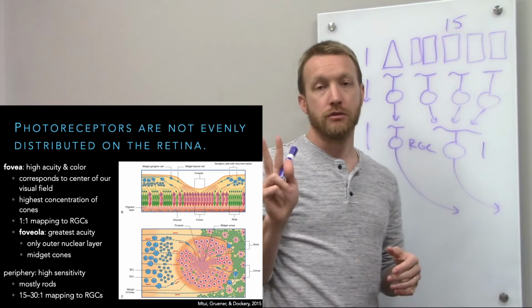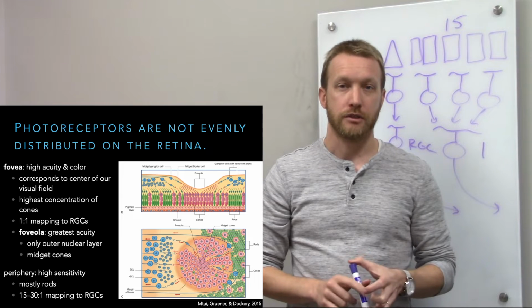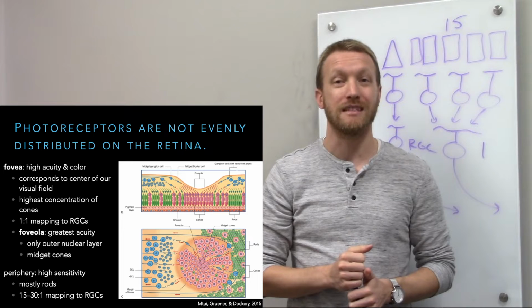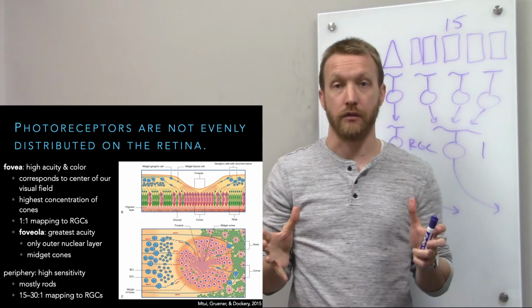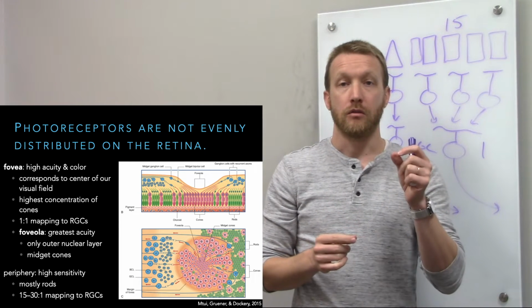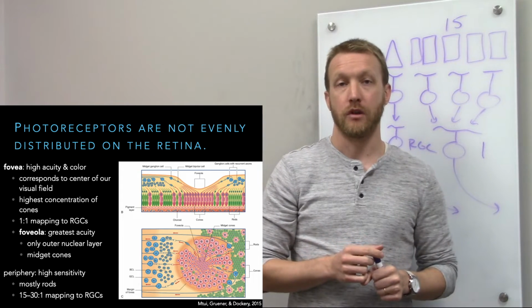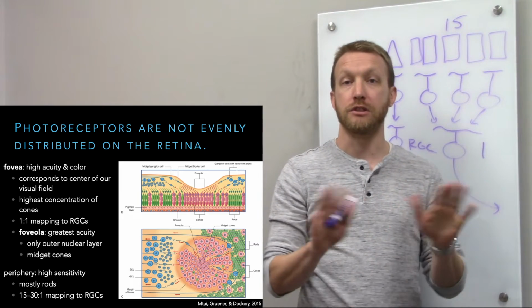This has two effects. It decreases visual acuity, so we don't see as fine of details. But it makes us far more sensitive to dim light because we're sampling a larger area of the retina. Now in that foveola, we only have actually the outer nuclear layer. We get rid of those bipolar cells and those retinal ganglion cells. We scoot them out of the way.